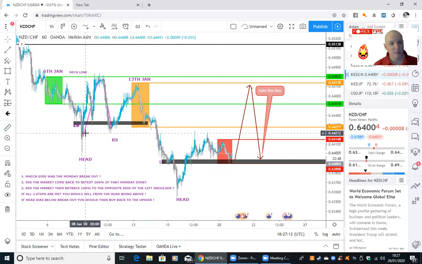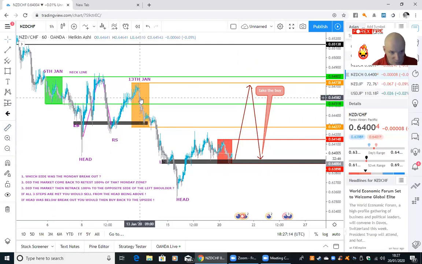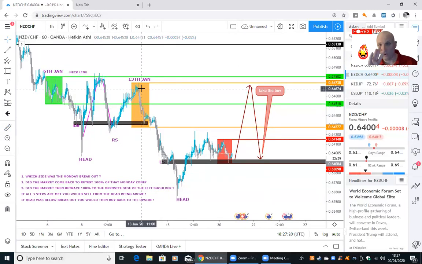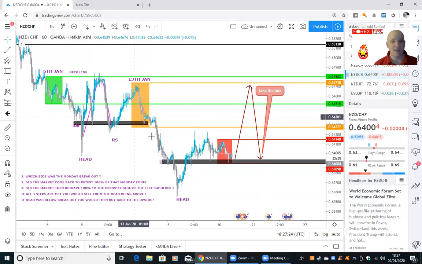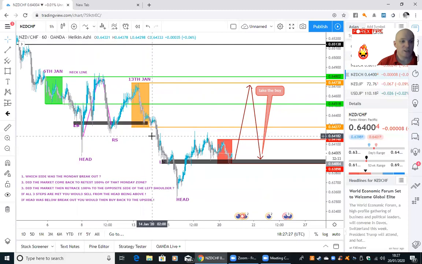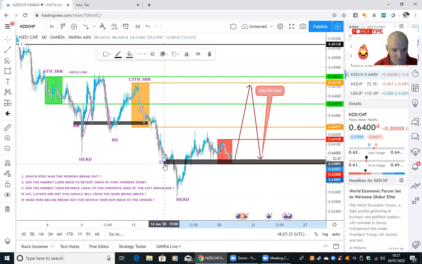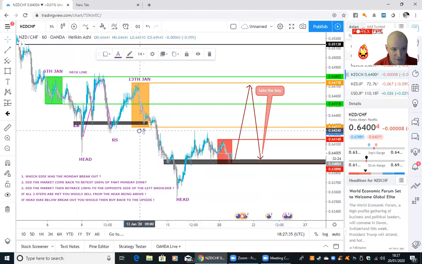So then we move over to the next Monday, which is the 13th. So we're going in stages. We're moving along each week of the four color bands that we've done. So then from the 13th, you then go back to your simple strategy. Which side of the Monday have we had the breakout? We've clearly had the breakout. We've clearly had the breakout on the bottom.